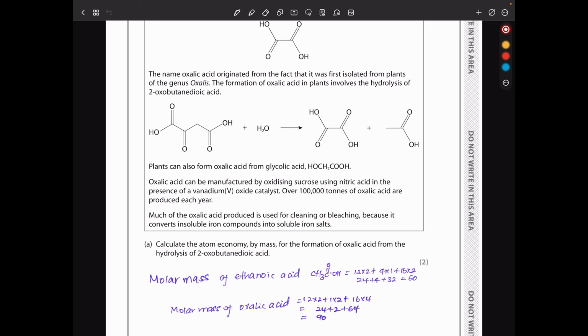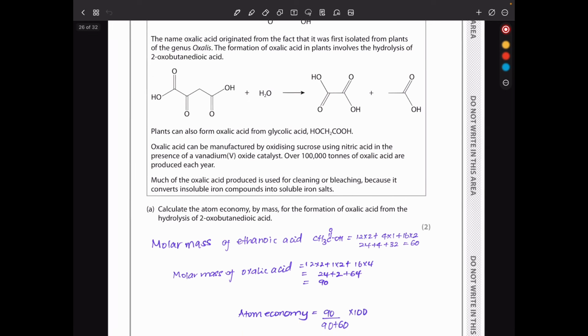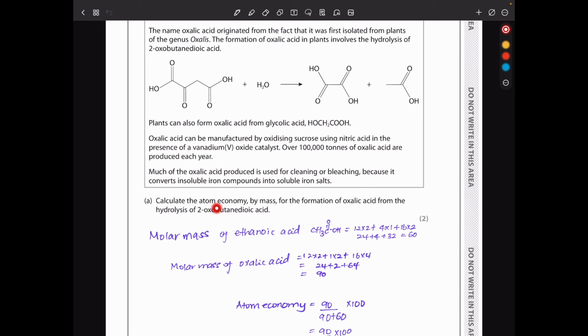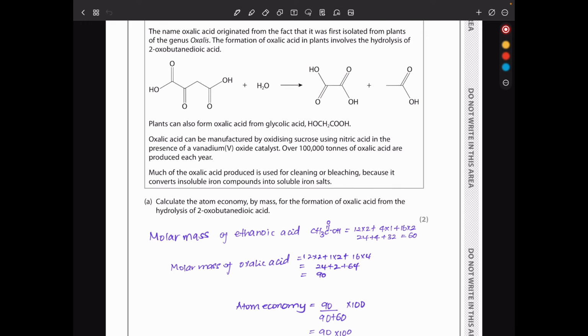Oxalic acid can be manufactured by oxidizing sucrose using nitric acid in the presence of a vanadium(V) oxide catalyst. Over 100,000 tons of oxalic acid are produced each year. Much of the oxalic acid produced is used for cleaning or bleaching because it converts insoluble iron compounds into soluble iron salts. Calculate the atom economy by mass for the formation of oxalic acid from the hydrolysis of 2-oxo-butanedioic acid.